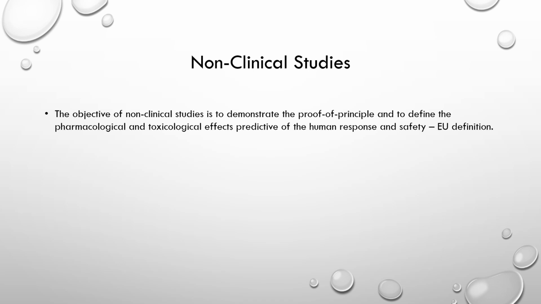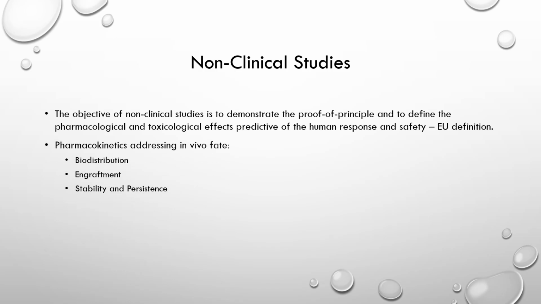So this is in the guideline on quality, non-clinical and clinical aspects for genetically modified cells. Slightly different in another guideline in terms of the understanding of what proof of principle is compared to proof of concept, but both of them are saying essentially the same thing. So you're going to be looking at your pharmacokinetics. Because you're going to be looking at safety pharmacology, your pharmacokinetics will be addressing certain things like the in vivo fate.